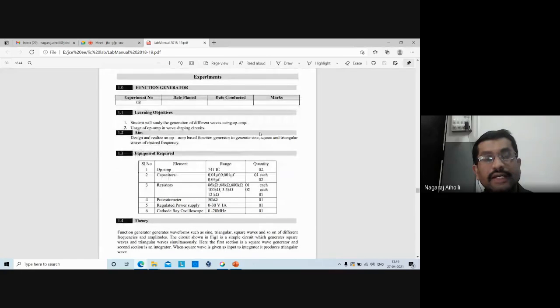Next, experiment number 8 is on function generator. Have you seen function generator in the laboratory?